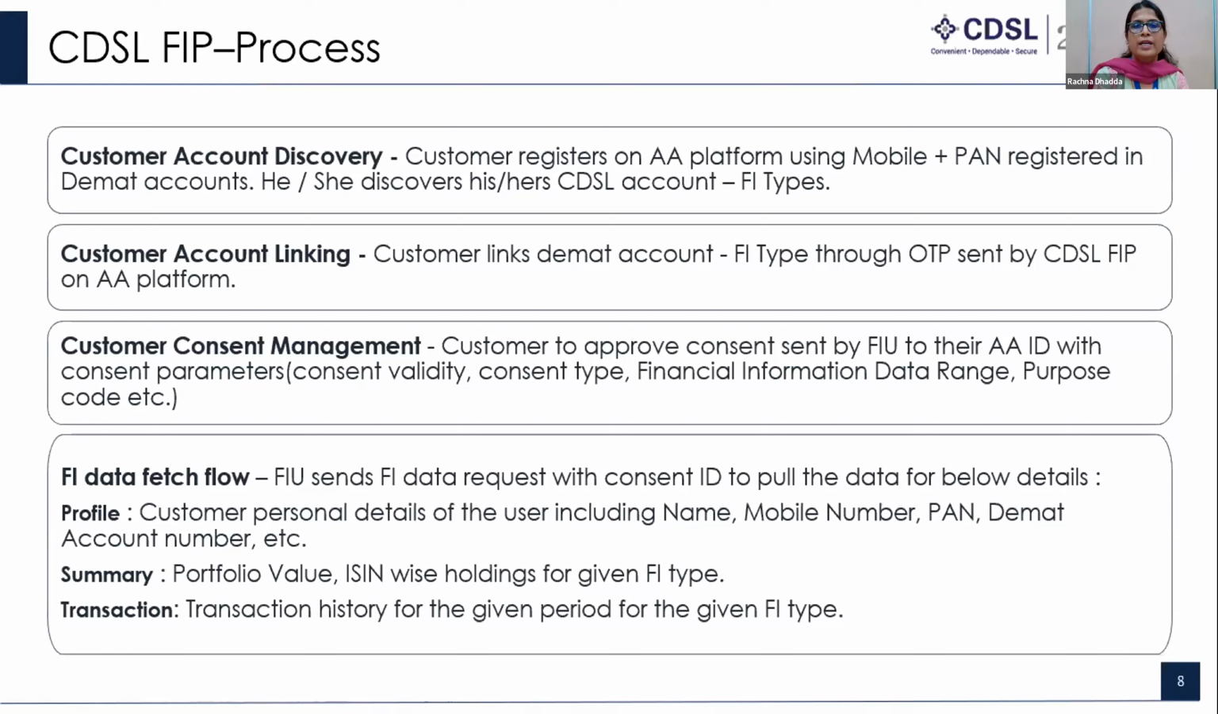Customer consent management: the customer approves the consent sent by the FIU, with the consent parameters, validity, consent type, etc. And the final step is the data fetch flow. The FIU sends an FI data request with the consent ID to pull the data. The data will have the profile, summary, and transaction. Profile is the customer's personal detail. Summary is the portfolio value, holding, and the transaction history for the transactions.